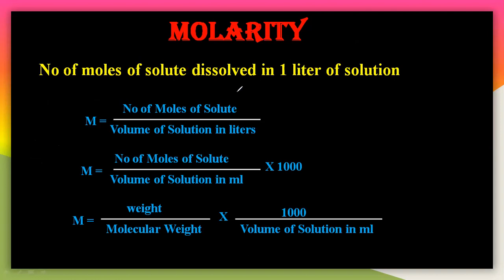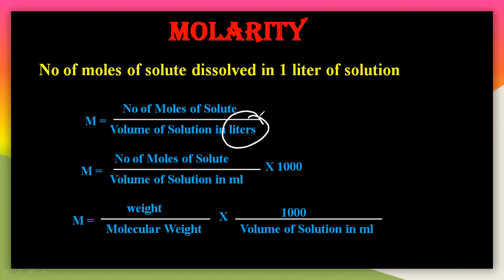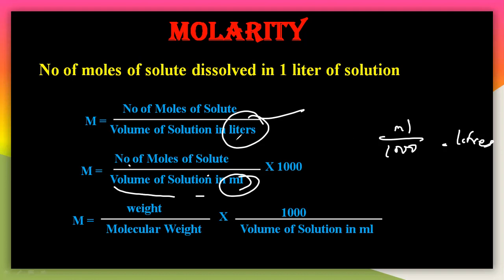Molarity is indicated with capital M, and this is equal to the number of moles of solute divided by the volume of solution in liters. Once again, molarity is the number of moles of solute dissolved in the volume of solution in liters. So here the volume in liters is very, very important. If the volume is given in ml, you divide by 1000 and you will get the liters.